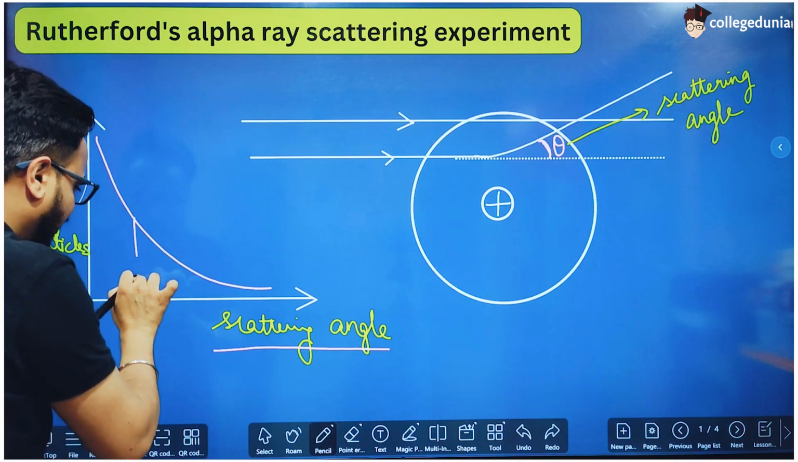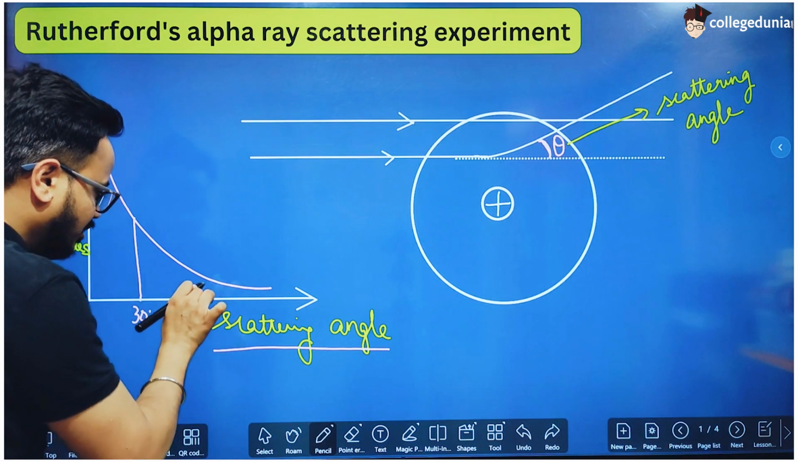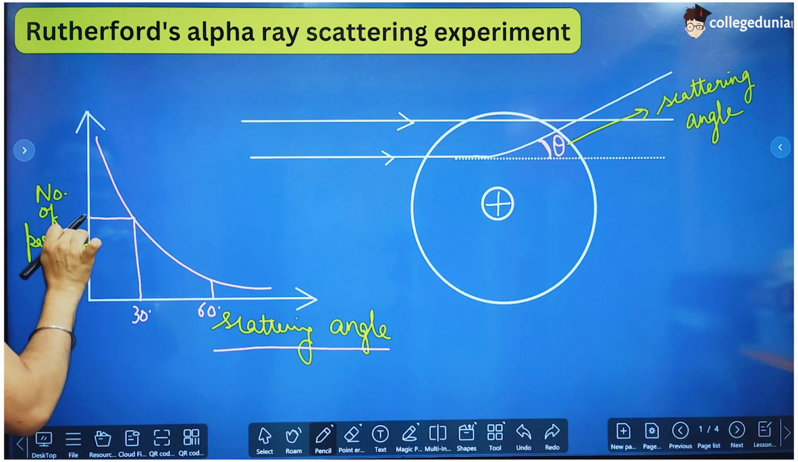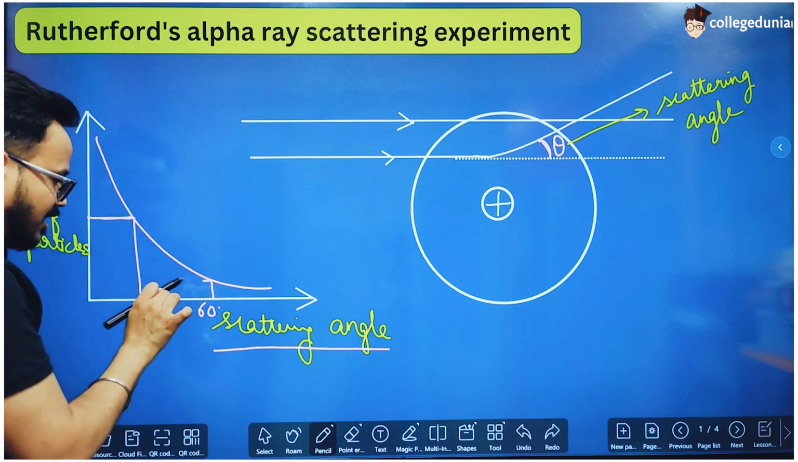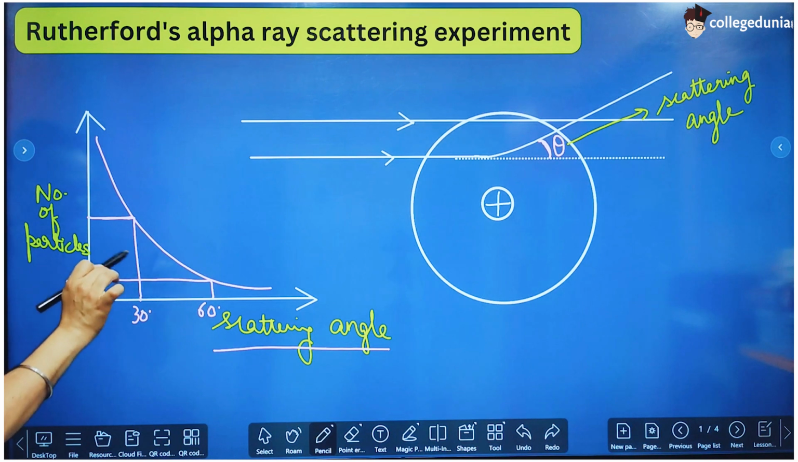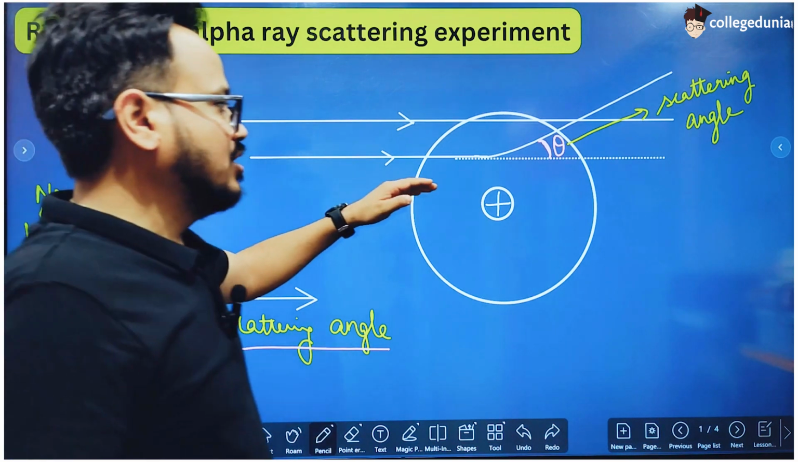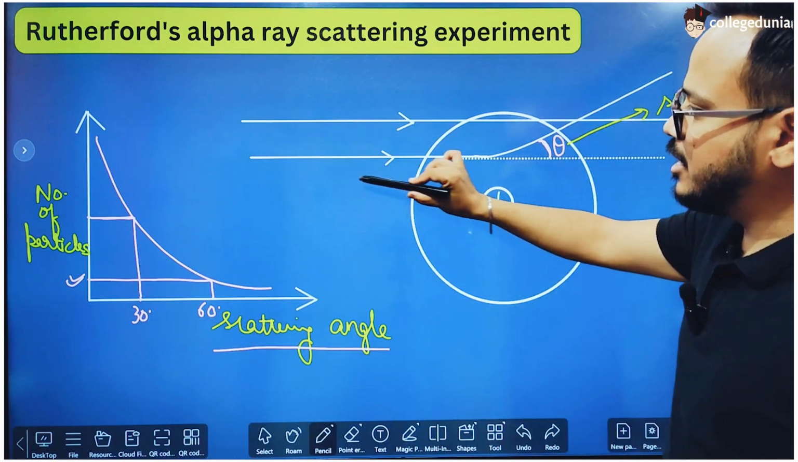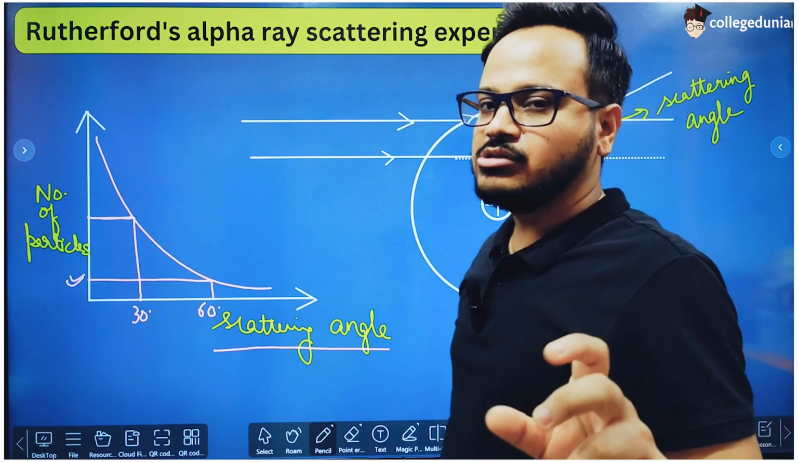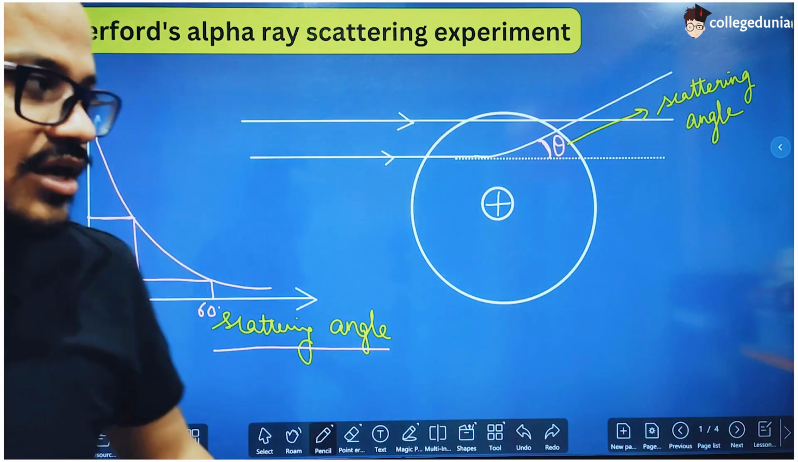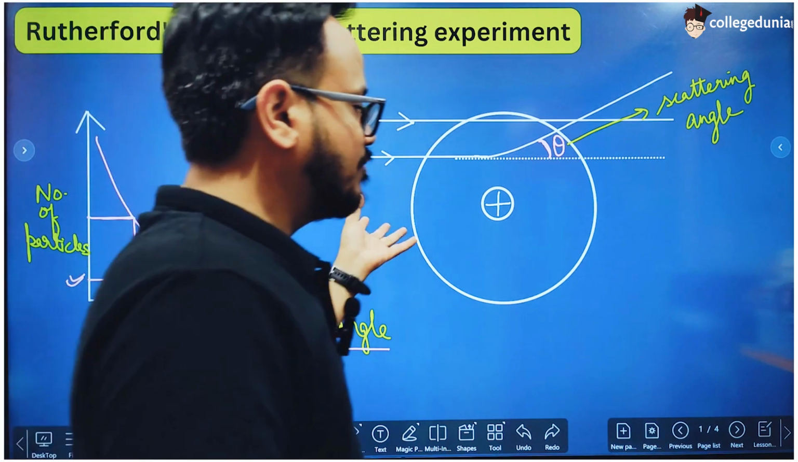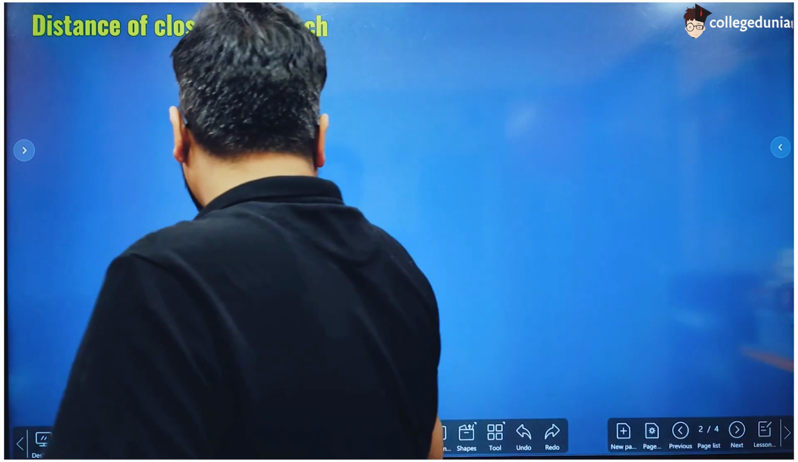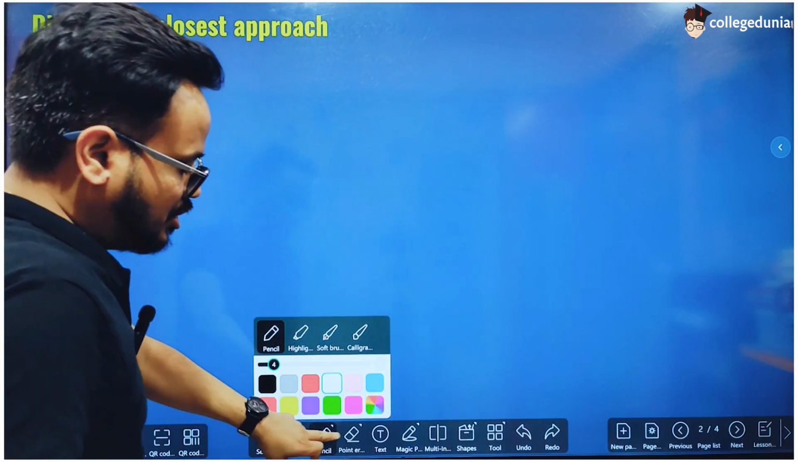Let us say this is the scattering angle of 30 degree and this is 60 degree. At 30 degree there were more particles, and if the angle is more, the number of particles becomes less, because those particles suffered more deflection which were nearer to the nucleus, and since the nucleus is very small, very few particles are near to it, right? Based on all this, first Rutherford calculated the size of the nucleus.